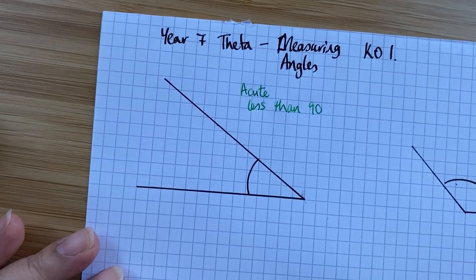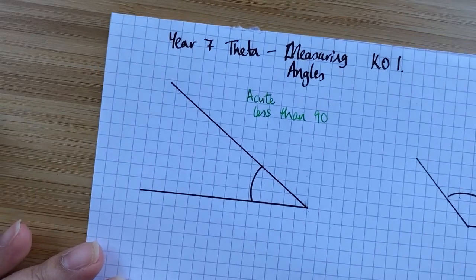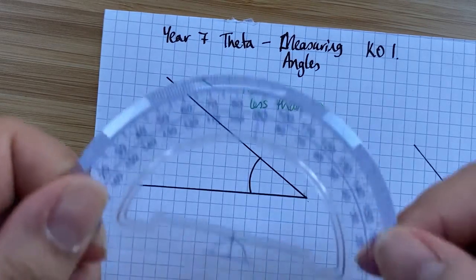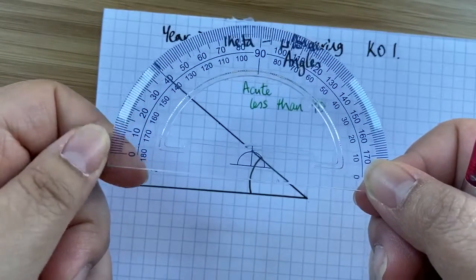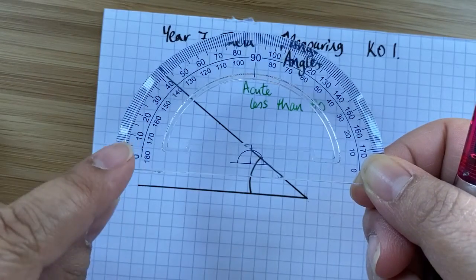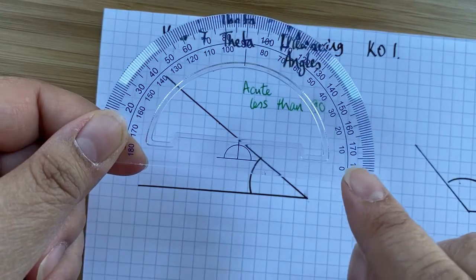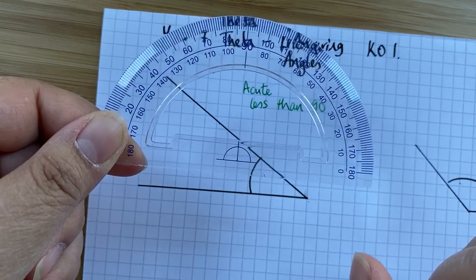The reason why we need to know these types of angles is that it makes it easier for us to decide which scale on the protractor to use. As you can see here, the protractor has 2 scales. There's a 0 that starts here on the left, on the outside of the protractor, and a 0 on the right, that's on the inside of the protractor.